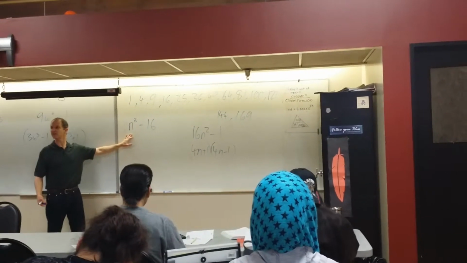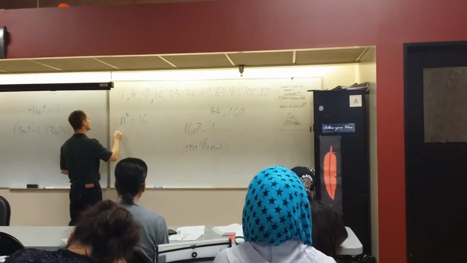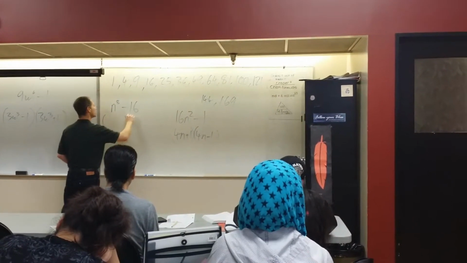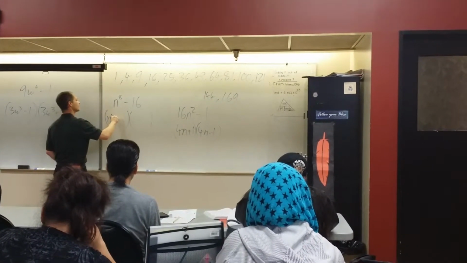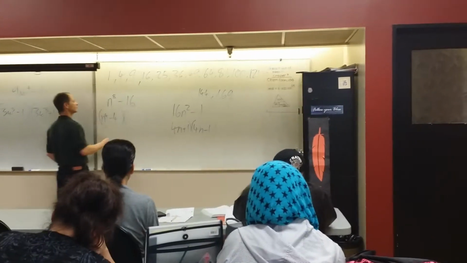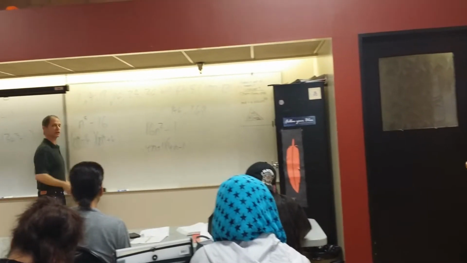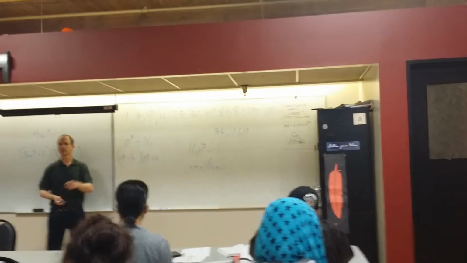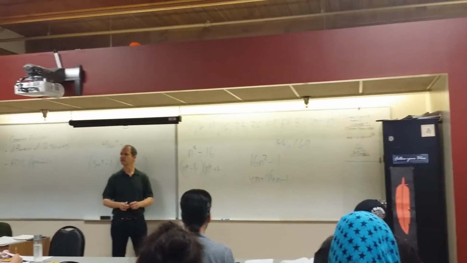Now, you want to see something kind of interesting about this particular one? If we factor this, what do we get? n to the fourth minus 4 and n to the fourth plus 4. Good. Everybody happy with that? Anything more we can do?